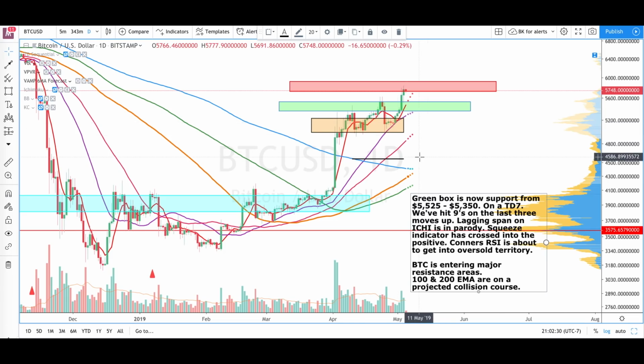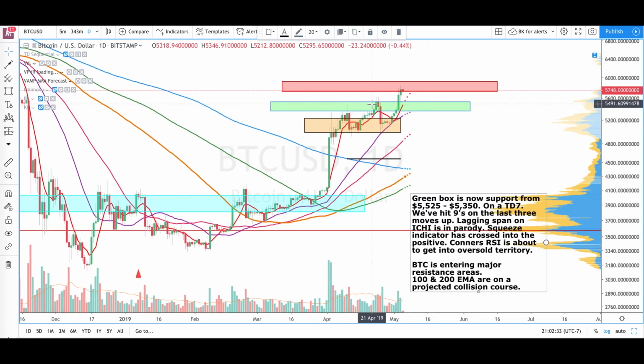So theoretically, could we see a price move up to the top of this resistance box and then a shot back down based upon a rejection of that 200 and 100-day moving average? Absolutely. Where would that take us? Let's take a look at some other time frames.